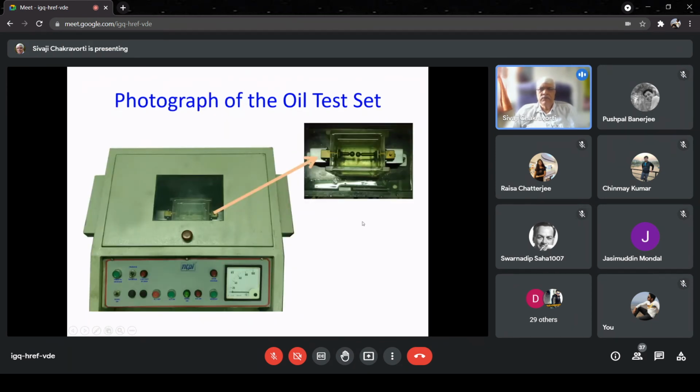Now this is the photograph of the entire setup. This is the oil test setup. As I said, there is a top door. With this round button, we open the top door and then we insert the test cell. This test cell is as per Indian standards. These are the control buttons.